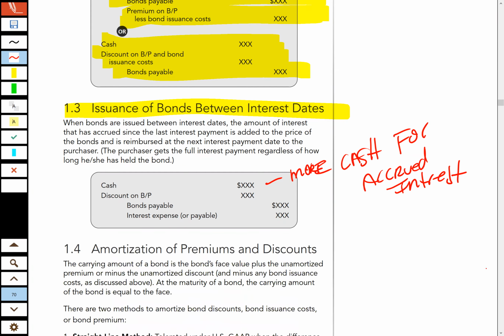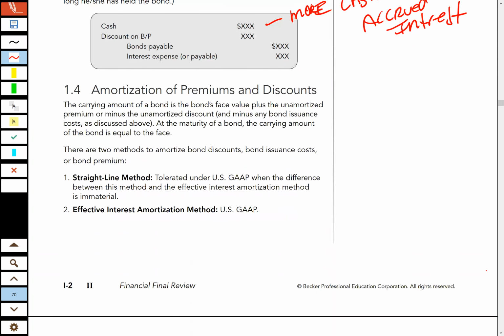Okay. Now let's take a look at the amortization of the premium or discount. They tell us that the straight line method is okay if it's not materially different from the effective method.